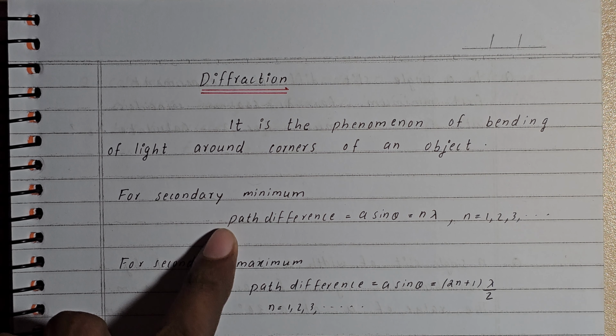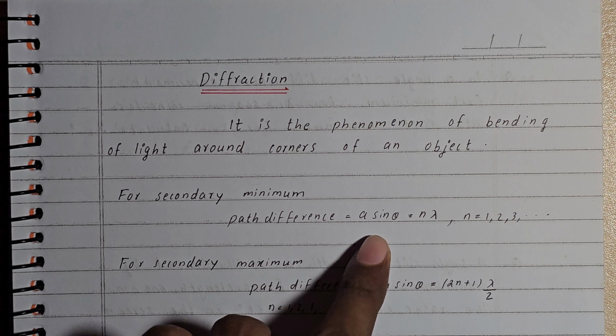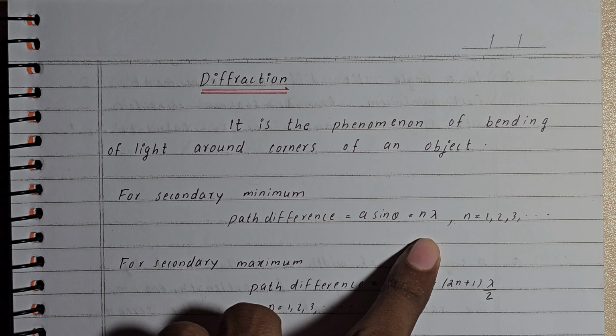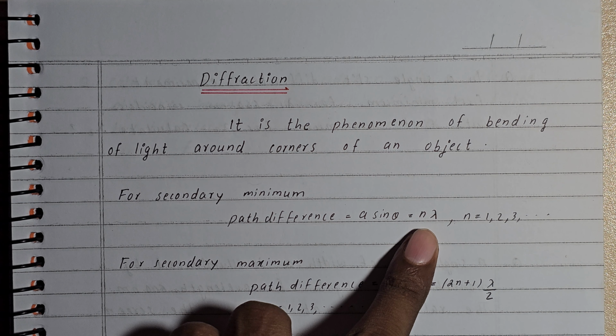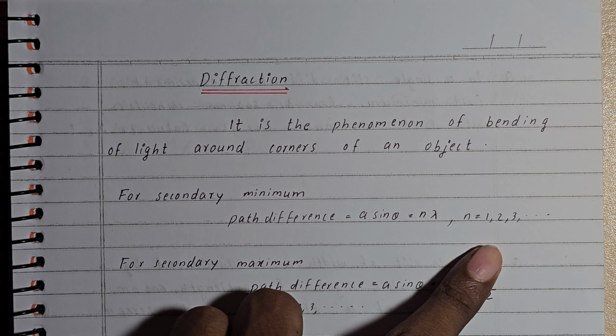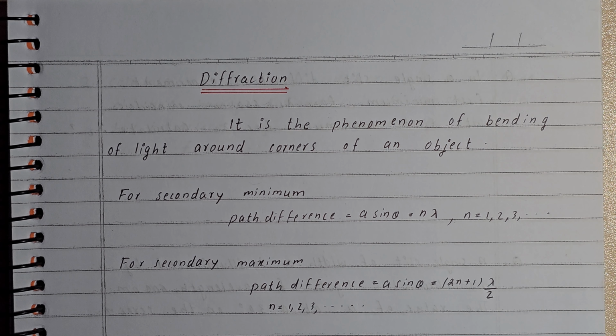For secondary minimum, path difference a sin theta is equal to n lambda. That is the condition for secondary minimum. So the condition for minimum is a sin theta is equal to n lambda, where n is equal to 1, 2, 3, etc. Then for secondary maximum, path difference a sin theta is equal to (2n plus 1) lambda by 2, where n is equal to 1, 2, 3.